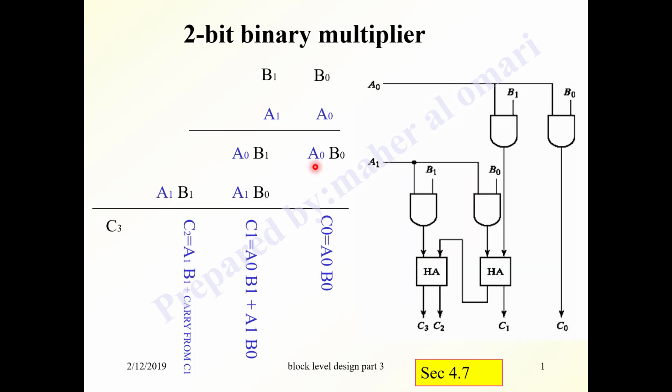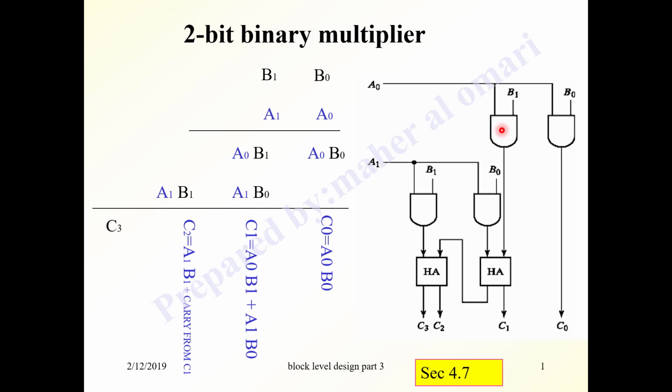Now C0 is the AND between A0 and B0. So if we get an AND gate and connect A0 and B0 to it, then we have the first output of our multiplier, which is C0. This output C1 is the AND between these two added with the AND between these two.